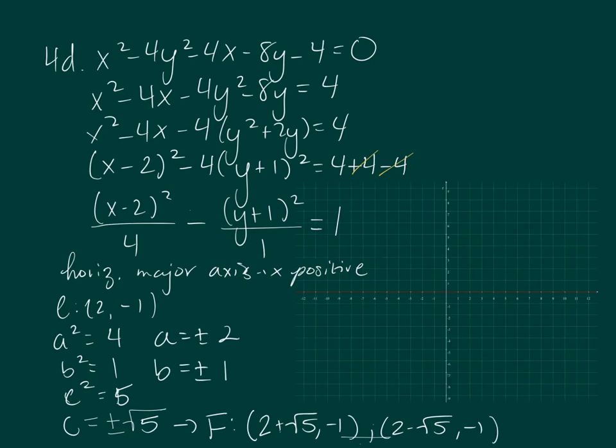First thing we're going to do is graph our center, which is 2, -1. And then since A is plus or minus 2, it is underneath the x, so we have a horizontal major axis. We're going to move 2 to the right and 2 to the left. And then since B is plus or minus 1 and under y, we're going to go up 1, down 1. Draw our box. And then draw our asymptotes through the center and the corners of the box.